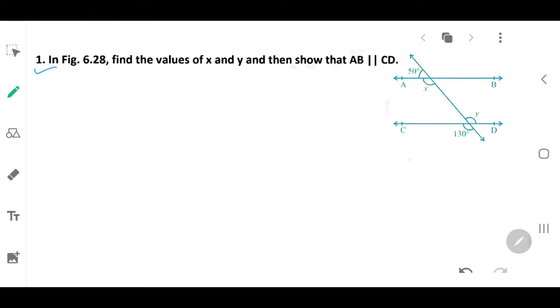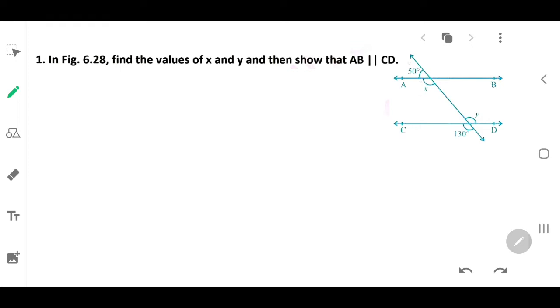In the figure, you have to find the value of x and y, correct? And then you have to show AB is parallel to CD. Got it? So it is not given that AB and CD are parallel, that you have to show. So first of all you have to find x and y.